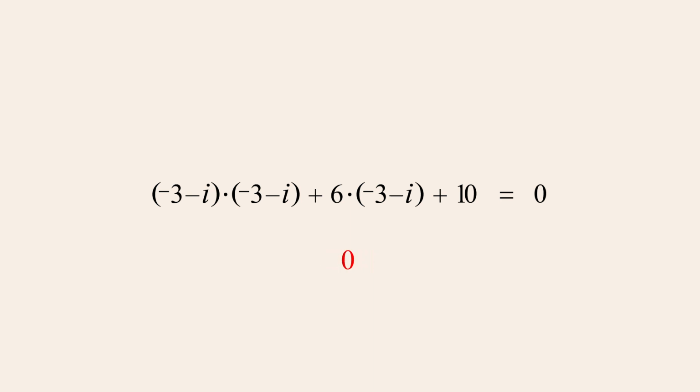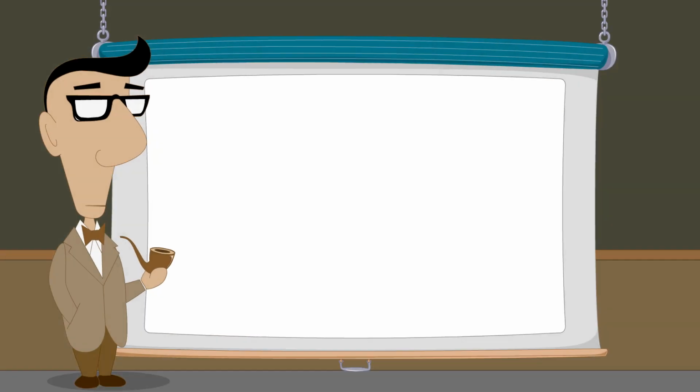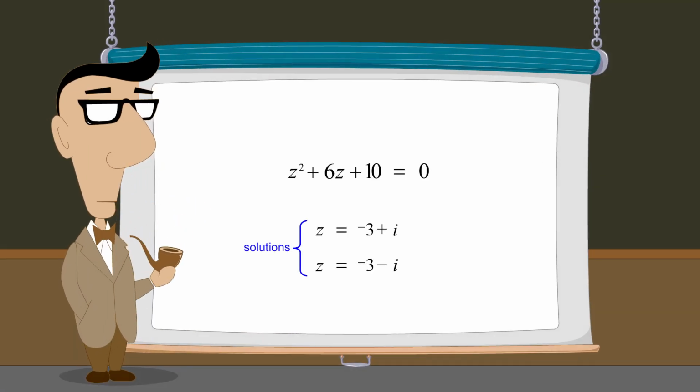So just like the solution negative 3 plus i, substituting negative 3 minus i also results in a value of 0 for the quadratic expression. Once again, this produces the true statement 0 equals 0. We have now confirmed that both input values, negative 3 plus i and negative 3 minus i, are valid solutions to the quadratic equation z squared plus 6z plus 10 equals 0.